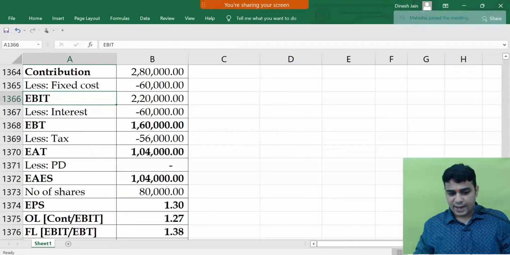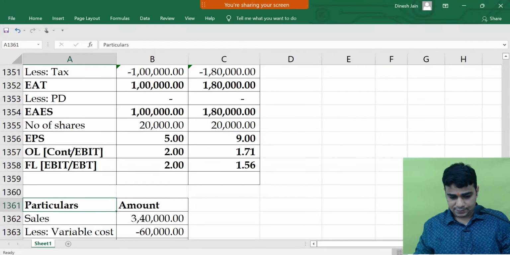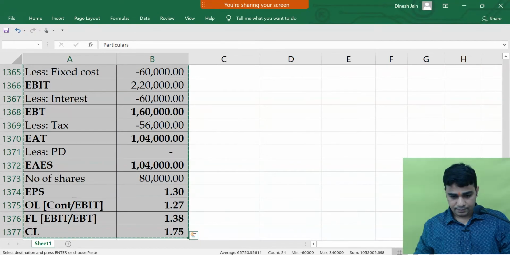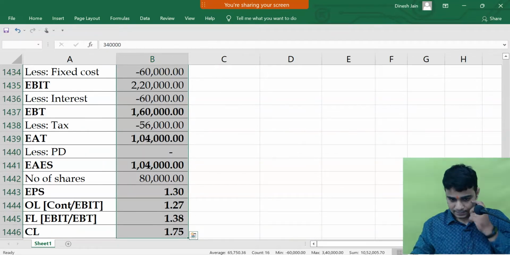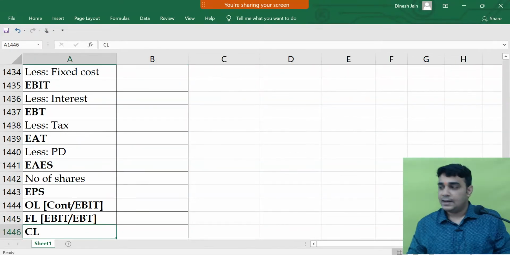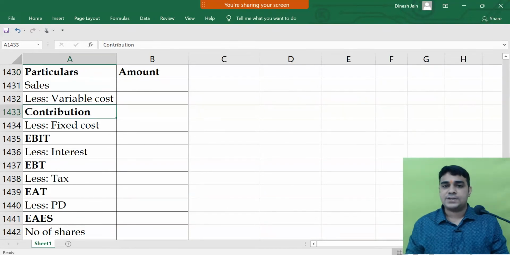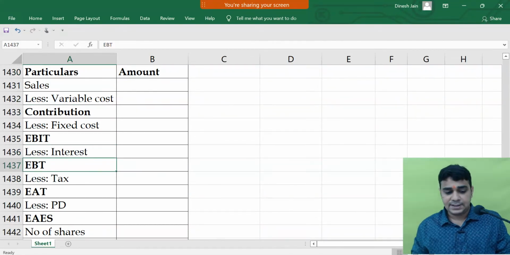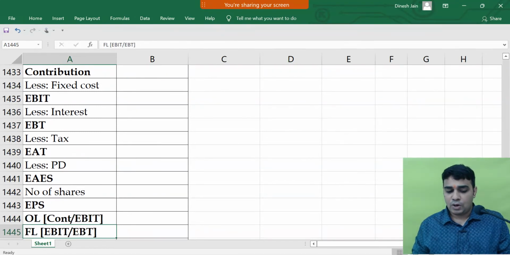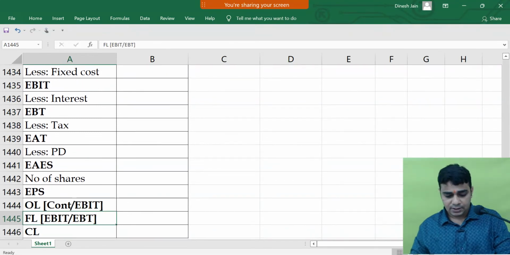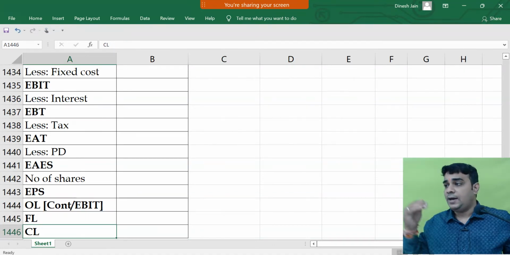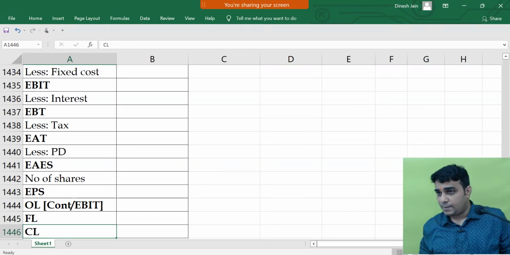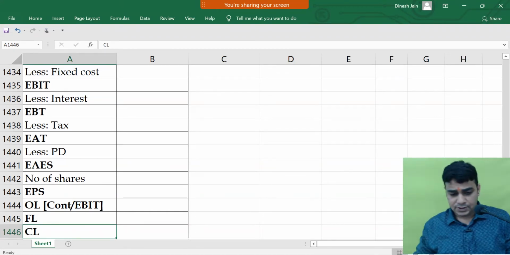This question also has preference dividend and all. Everything is there in this question, including preference dividend. Starting with sales, less variable cost, contribution, less fixed cost, EBIT, less interest, EBT, less tax, EAT, less preference dividend, EAES, number of shares, EPS, operating leverage, financial leverage. In this question, my financial leverage can't be EBIT by EBT. It has to be EBIT divided by EBT minus preference dividend divided by 1 minus tax rate, and combined leverage.